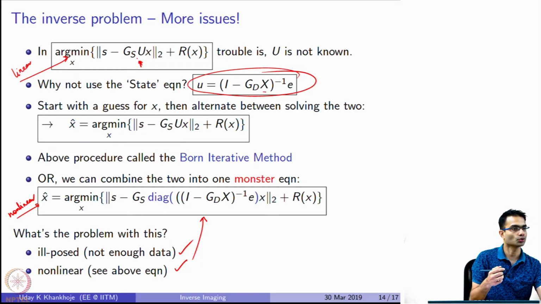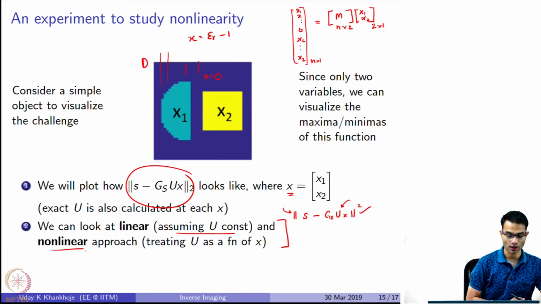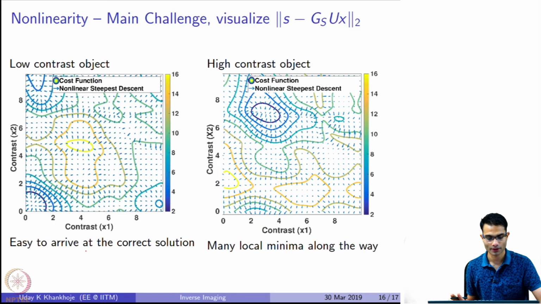Ideally, you know that u is a function of x, so you put the whole thing over here, and that is what I am calling a non-linear approach. Okay, so these are the two different cases. So now let's see what happens. We have set up the problem very well. Now let's look at what happens.